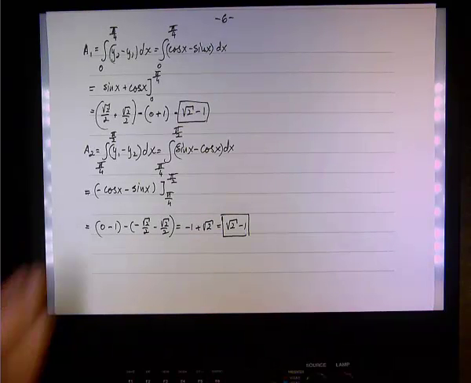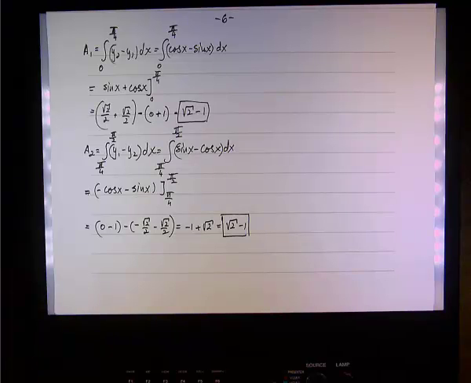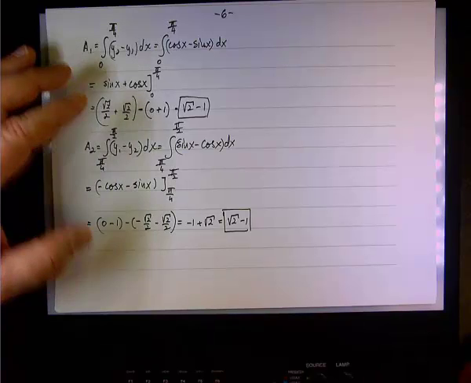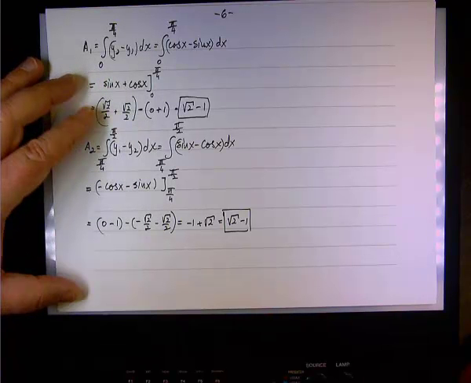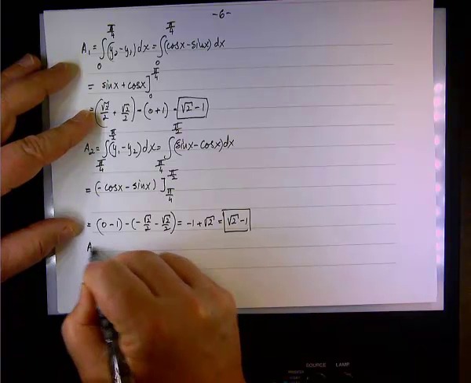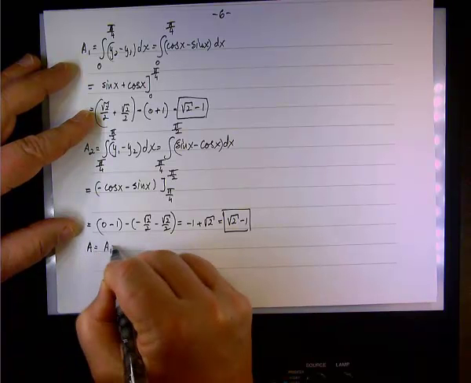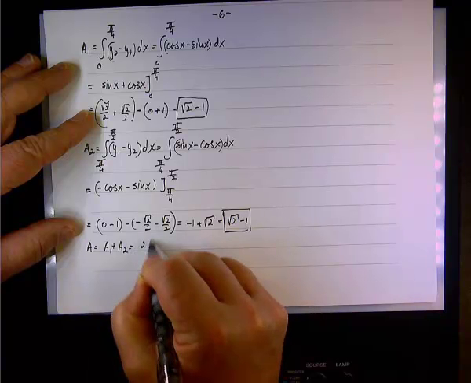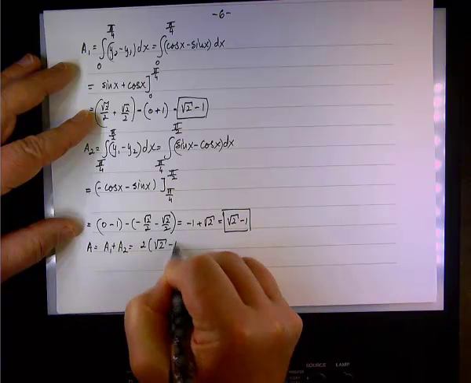So the conclusion is we could have gone only one side, A1, and doubled it. So we do have a symmetry in the area. A1 plus A2 is 2 times the quantity square root of 2 minus 1.